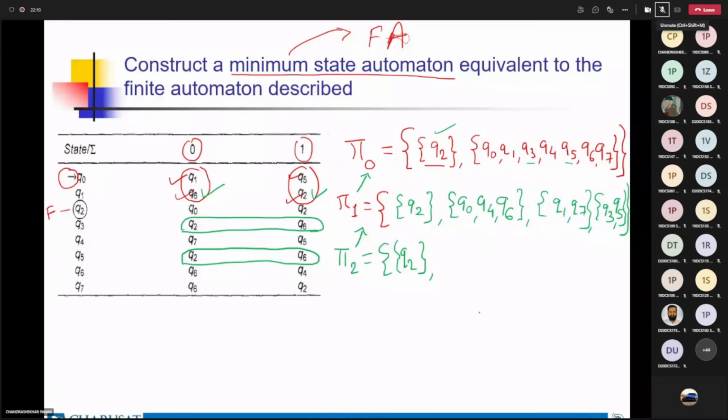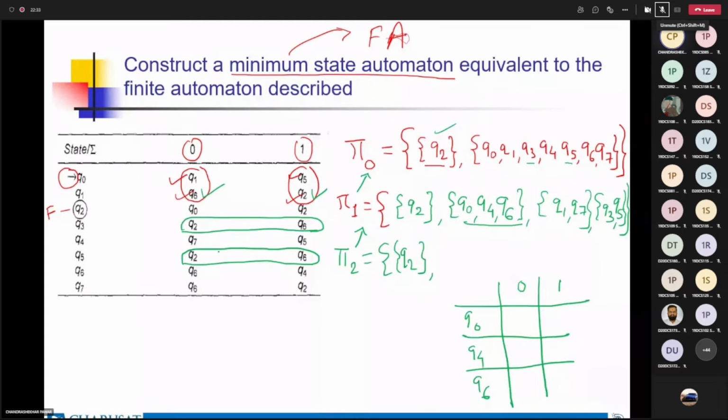Observe that we have to check the Q0 equivalence with Q4 and Q6 only now, because Q0 is grouped together here with the Q4 and Q6. So now we have to check the equivalence of Q0 with the Q4 and Q6 only. With the remaining states, no need to check because it is already checked within the pi1.